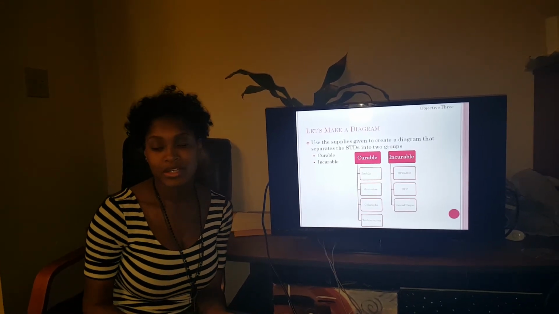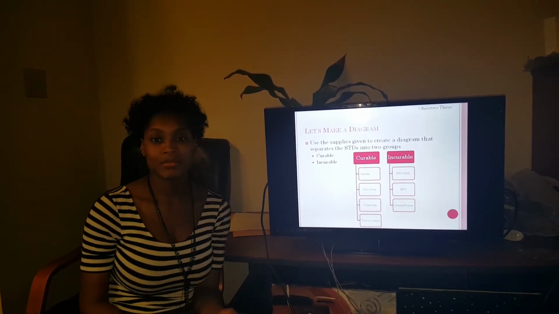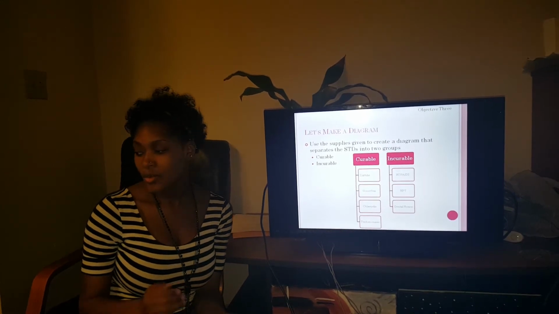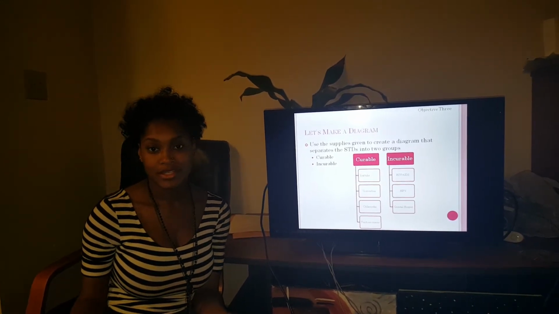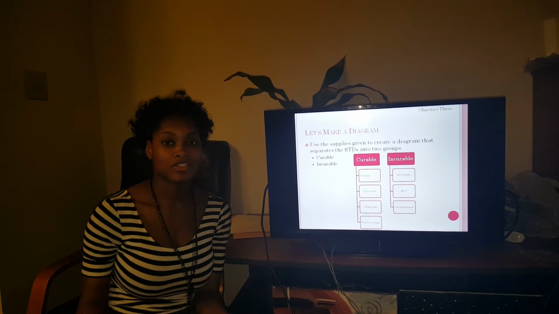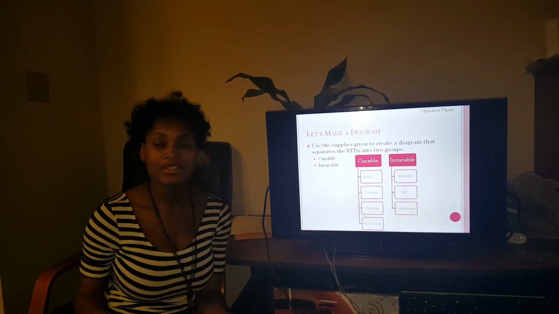The STDs that should be ranked curable are syphilis, gonorrhea, chlamydia, and trichomoniasis. And the ones that are incurable are HIV, AIDS, HPV, and genital herpes. So that's how their diagram should look.